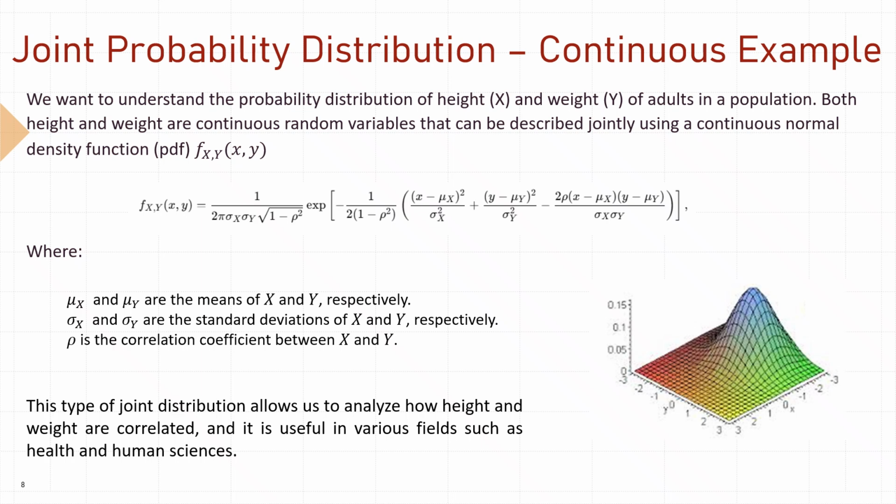Sigma of x is the standard deviation of the height distribution, which measures how spread out the heights are from the mean. Sigma of y is the standard deviation of the weight distribution, which measures how spread out the weights are from the mean. These tell us how much variability or dispersion exists in the height and weight values in the population. Rho is the correlation coefficient between height and weight. This measures the strength and direction of the linear relationship between height and weight.